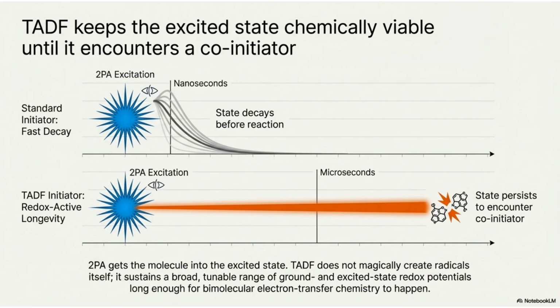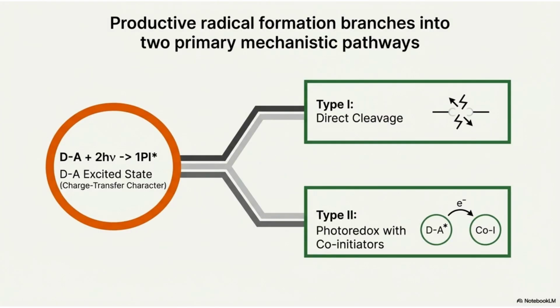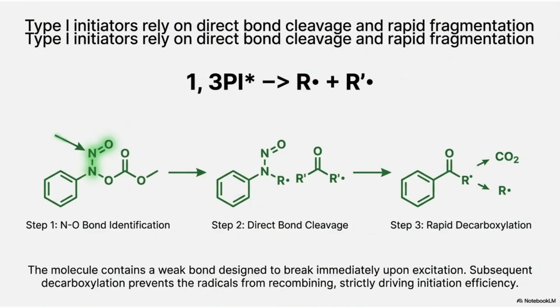Unlike standard initiators, the TADF state persists long enough for bimolecular electron transfer chemistry to occur. Productive radical formation branches into 2 primary mechanistic pathways after reaching the excited charge transfer state. These are type 1, direct cleavage, and type 2, photoreduction with co-initiators. Type 1 initiators rely on direct bond cleavage and rapid fragmentation. The molecule contains a weak bond that breaks upon excitation. Subsequent decarboxylation prevents radical recombination, driving initiation efficiency.